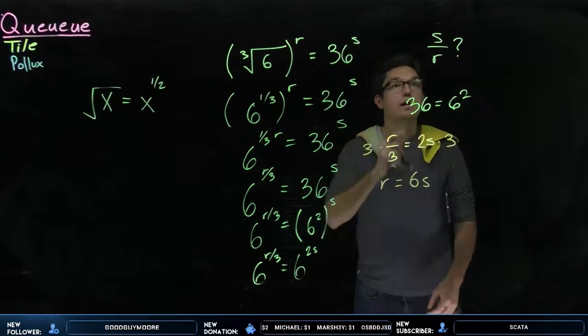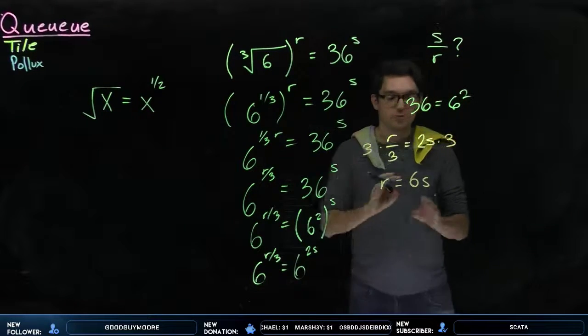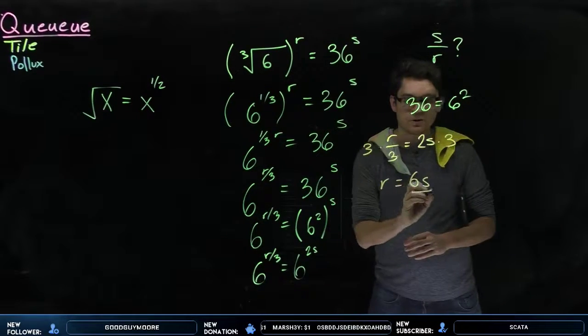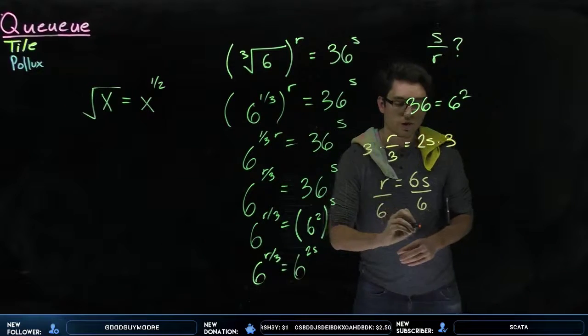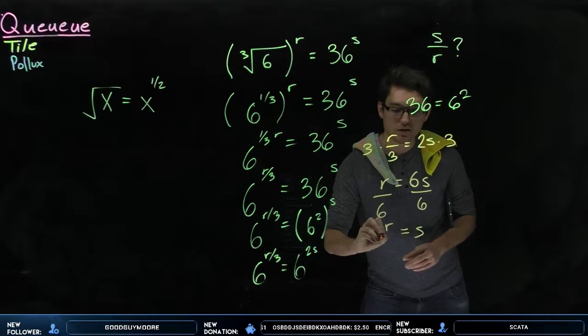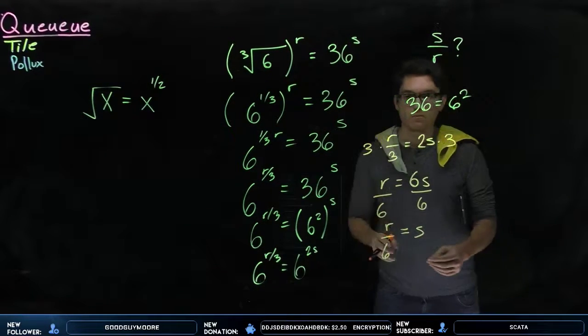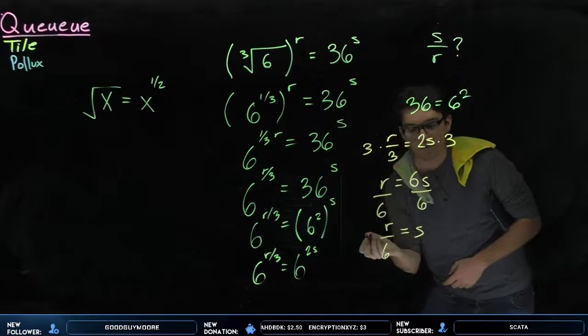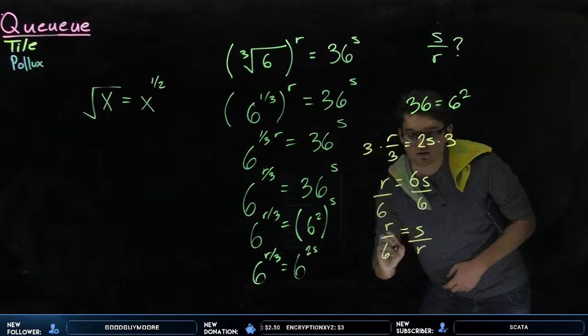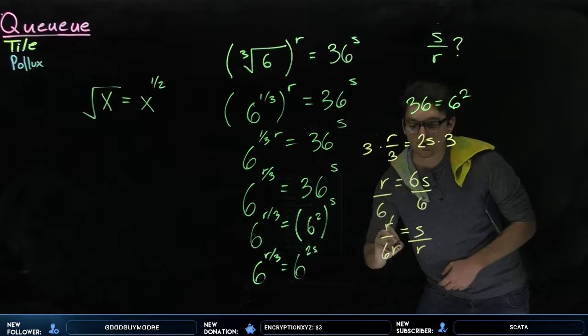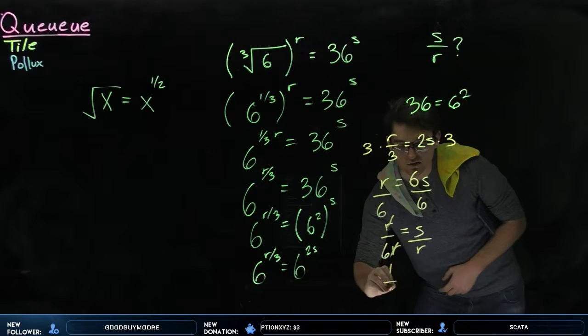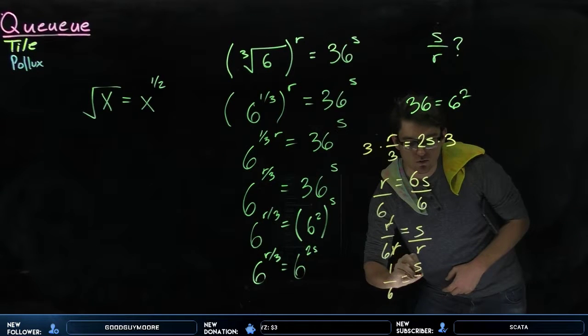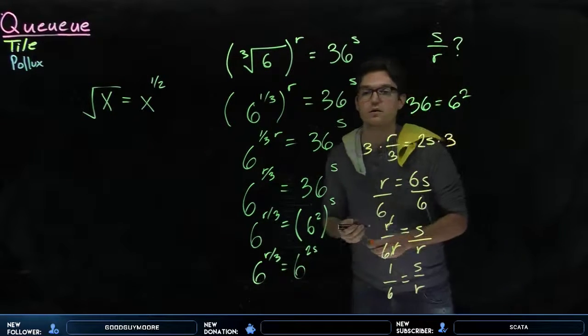Okay, so to get s over r, we got to get s by itself, which the way you do that is you divide both sides by 6. So we have s is equal to r over 6. Fantastic. Now the only thing that's separating me from having s over r is I got to take this s and divide it by r. So both sides divide by r. That'll cancel out the r from the other side, leaving you with 1/6. 1/6 is equal to s over r.